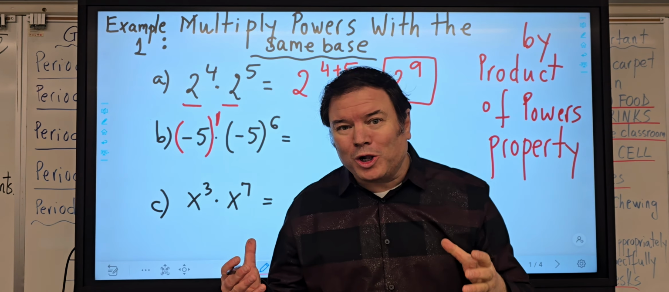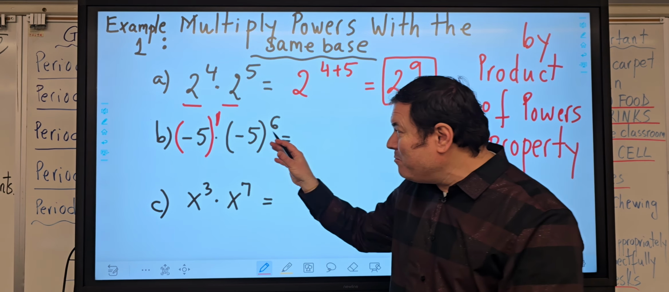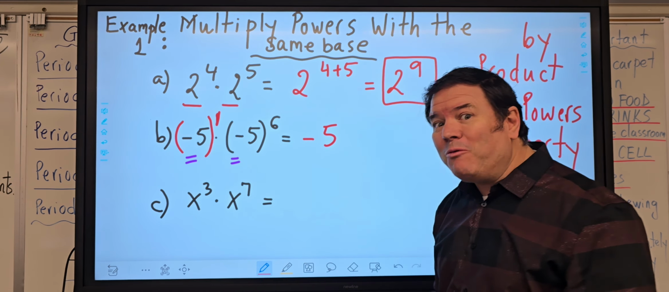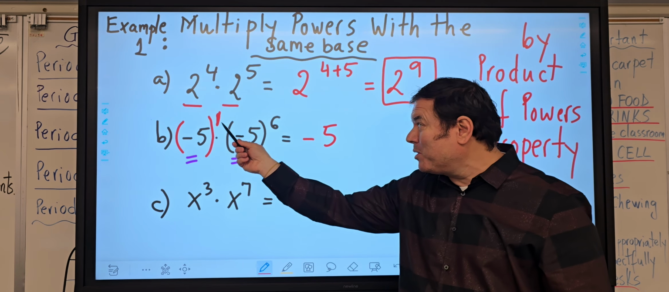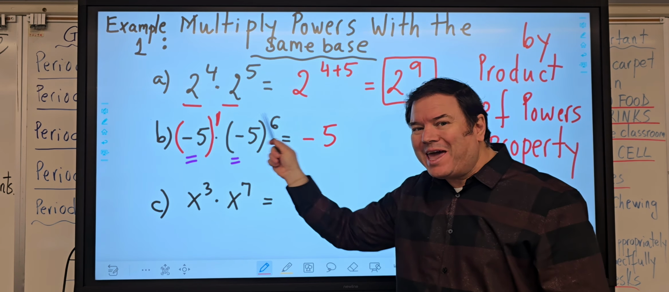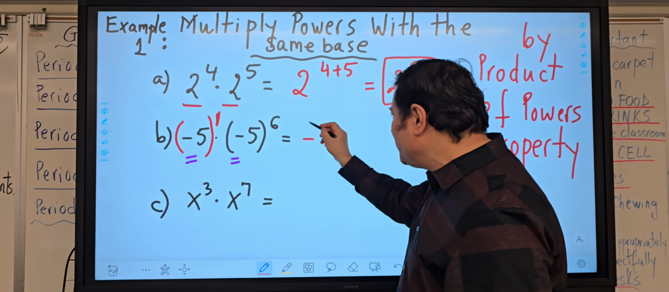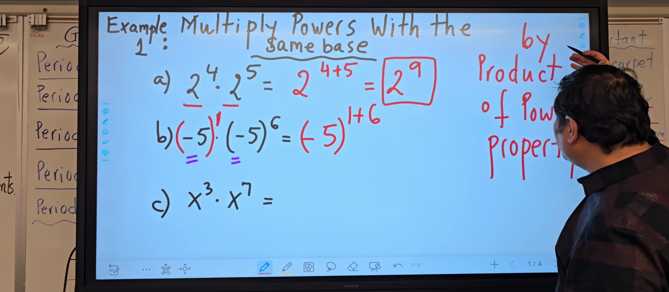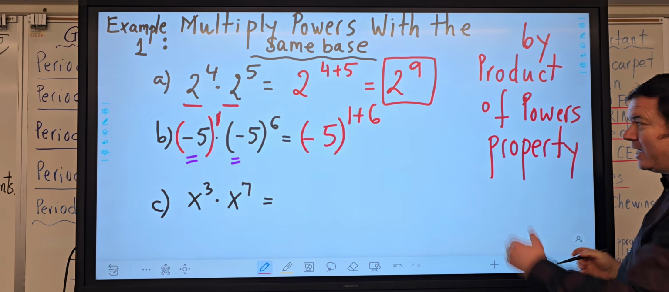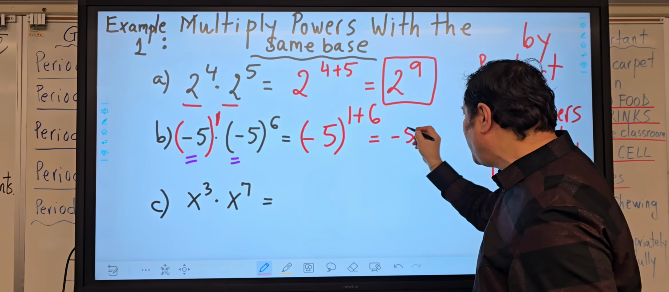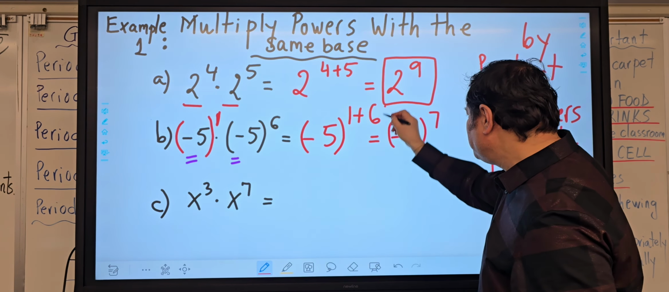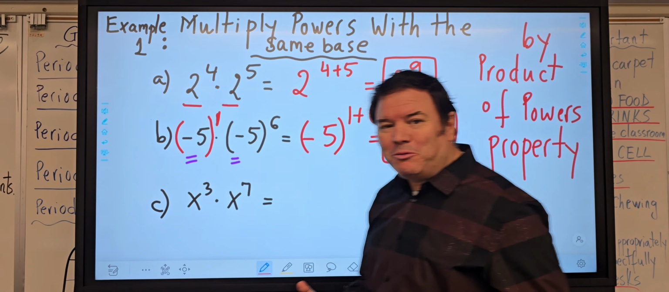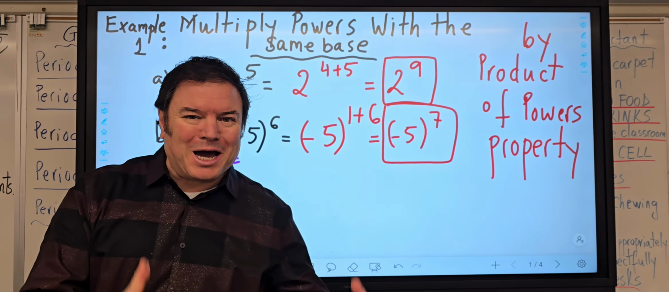Now as a visual, we can see that we have the same base, which is negative 5, and we have to add the exponents 1 plus 6. That's why we added the invisible 1. So we have negative 5 in a parenthesis to the power of 1 plus 6. Again, by the product of powers property, we can do that. So the answer is negative 5 to the power of 7 for B. Again, yesterday we came up with that by using inductive reasoning.